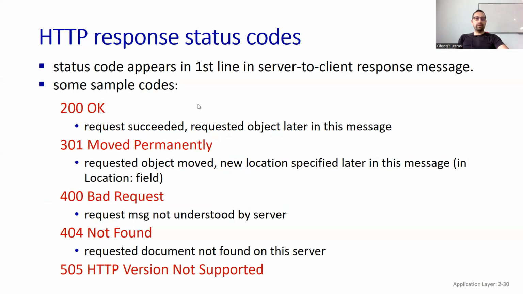Okay, here are some famous codes. 200 is OK. 301 moved permanently. The requested object moved, new location specified later in this message.